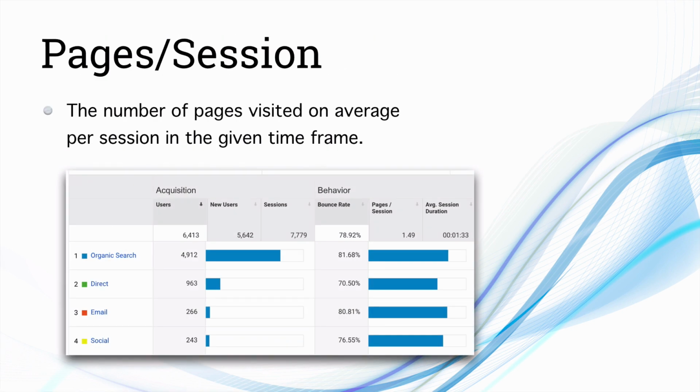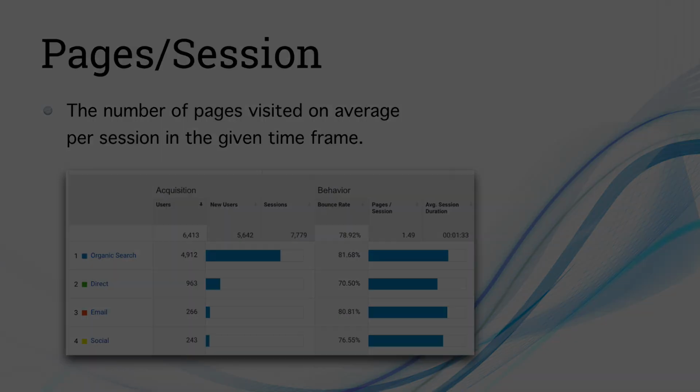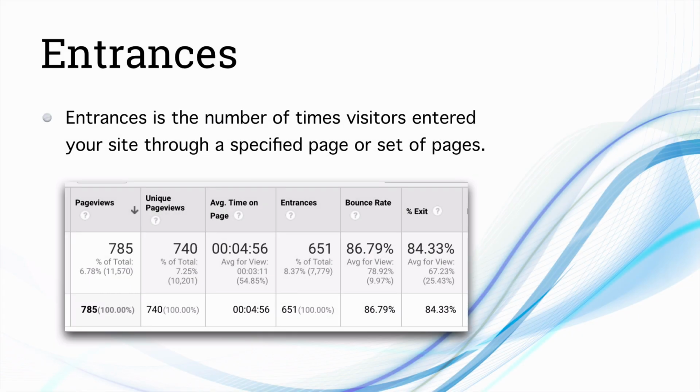The next one is called pages per session. This is the number of pages visited on an average session in a given time frame. So this is an average. So here you can see in this report, we have different pages per session for different sources of traffic. People who are coming from organic search have a higher pages per session. People who are coming directly have lower pages per session. Pages per session is also called page views per session. Both are the same.